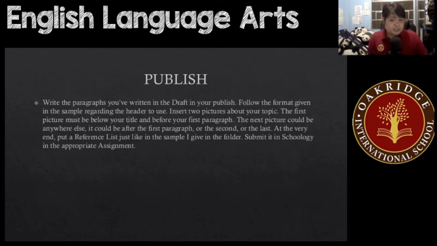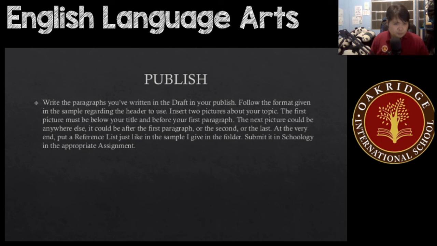And then in your publish, write the paragraphs you've written in your draft. Follow the format given in the sample regarding the format to use. I will post a sample. Check it online in Schoology. I will post the sample online for you to see. Insert 2 pictures about your topic.